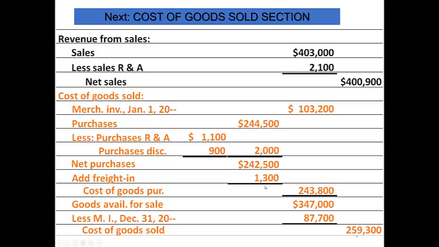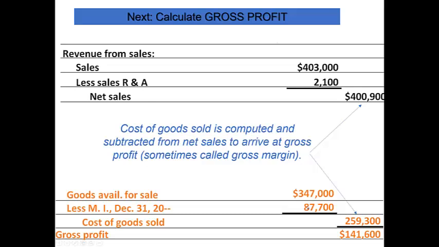Then we had to pay $1,300 to get our purchases to us. So we're going to add that to the net purchases to get cost of purchases of $243,800. So we started the year with $103,200. We added $243,800. So all the goods we had available to sell to our customers now totals $347,000. If we take a physical inventory and count the amount of inventory we still have in ending inventory, then the difference between that and what was available for sale is going to equal the cost of goods sold.